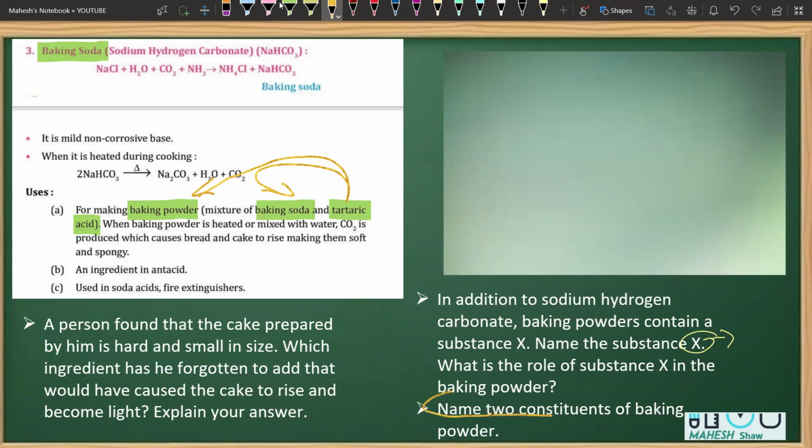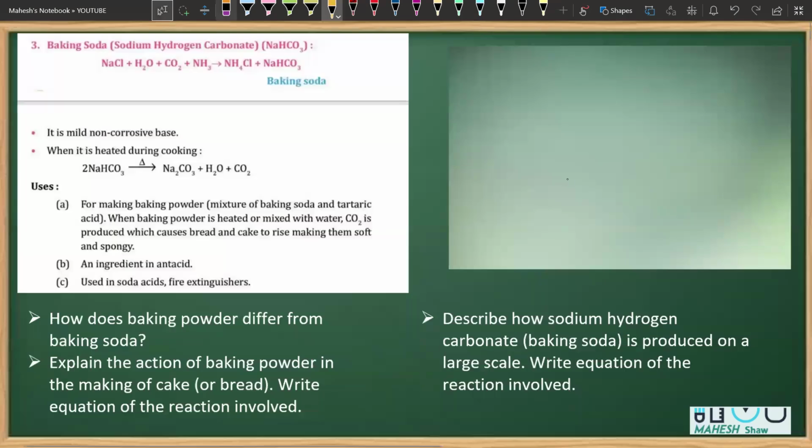Now, the next question is very similar. It says, name 2 constituents of baking powder. So once again, we can say baking powder is a mixture of baking soda and tartaric acid. Now, I've added 3 more questions here. The first one is, how does baking soda differ from baking powder? Well, baking soda, when it is mixed with tartaric acid, becomes baking powder. That's the main difference.